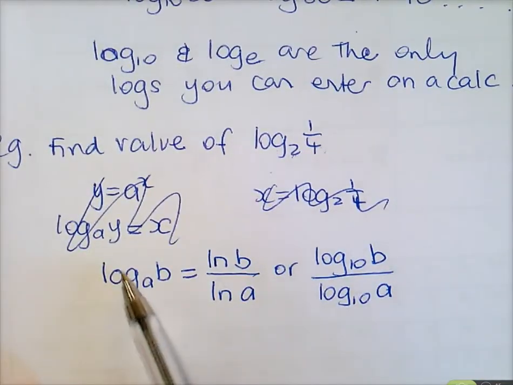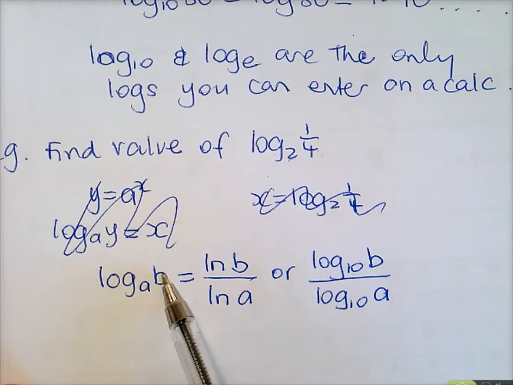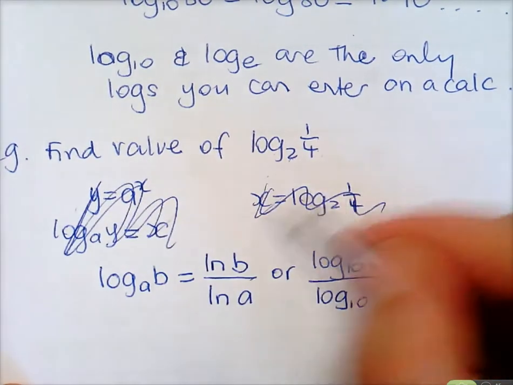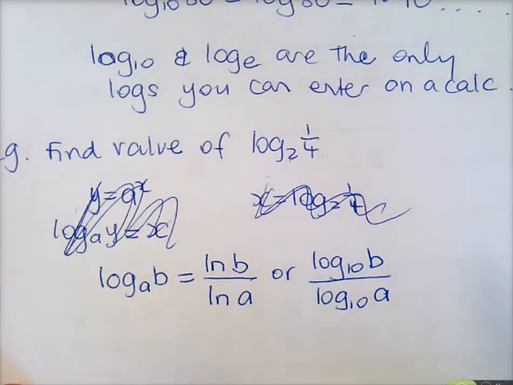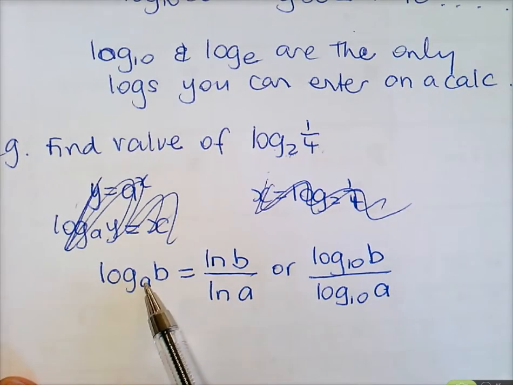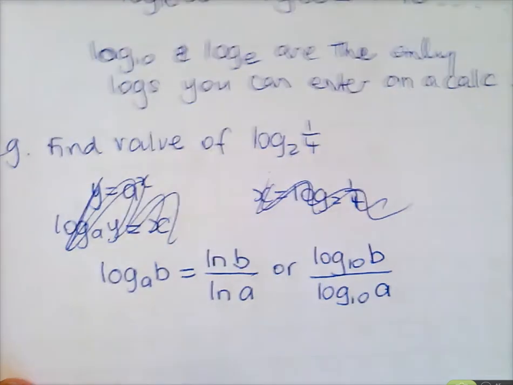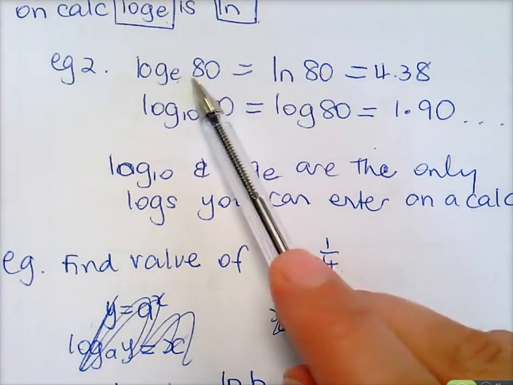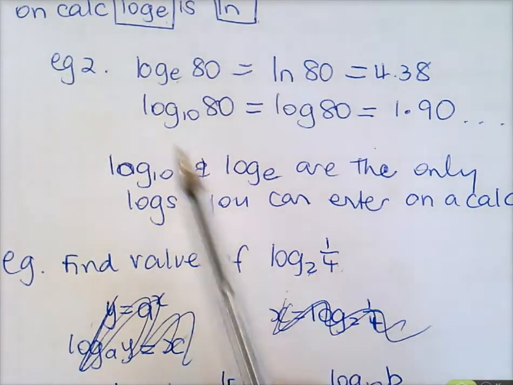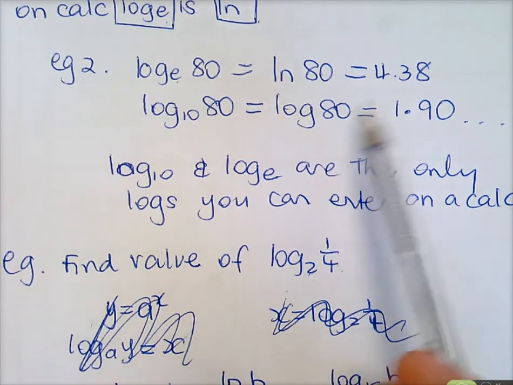So if you're asked log to the base a of b and you can't enter it on your calculator, the only reason you wouldn't be able to enter it is if a is not e or 10. If a is e, you can put it on the calculator. If a is 10, you can put it on the calculator just as we did up there. Log to the base e of 80 means use the ln key. Log to the base 10 of 80 means use the log key.